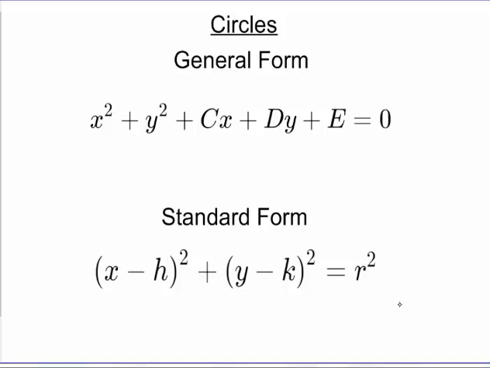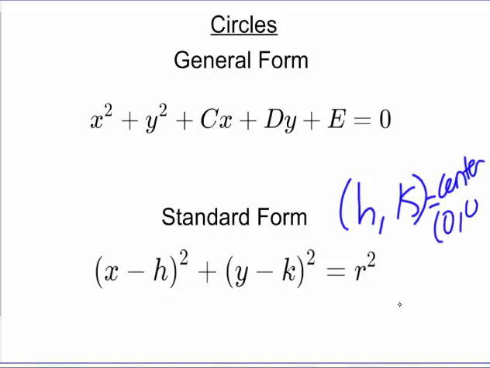H comma k is your center. If the center was the origin, 0, 0, this would become x squared, and that would become y squared. When the center of your circle is at the origin, this becomes the polar, everything that we just did the last week and a half.